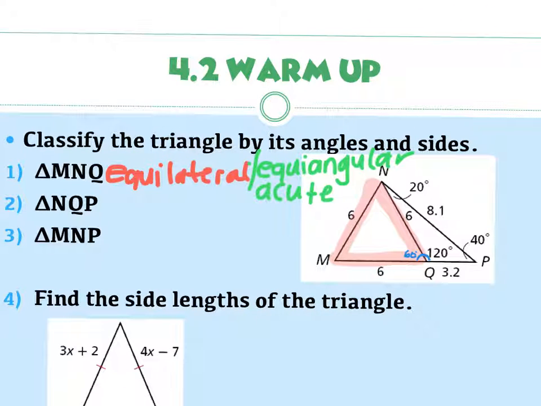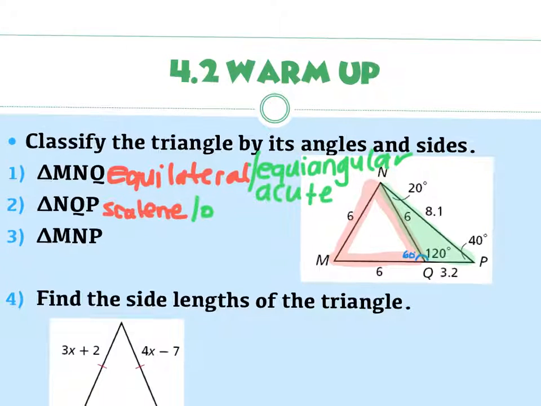Okay, second one is NQP. So NQP is this triangle on the right. So first, look at its sides. What do we know about all the sides? One is 6, one is 8.1, one is 3.2. What's that tell you? Scalene. And now look at the angles. One's 20, one's 40, one's 120. What does that tell you? Good, obtuse.